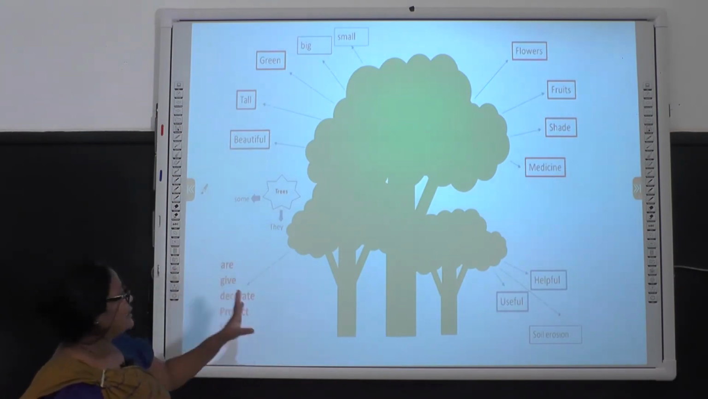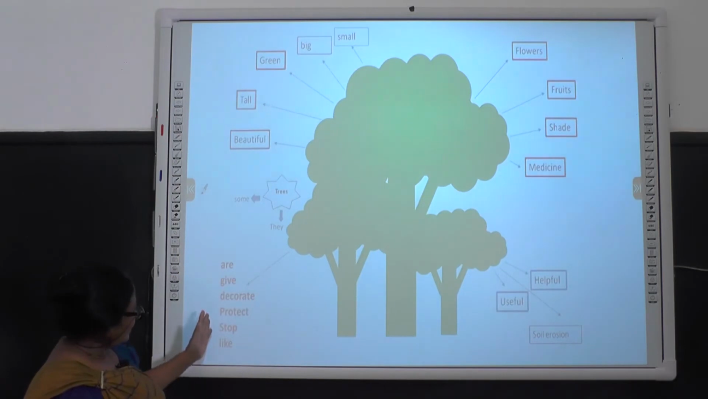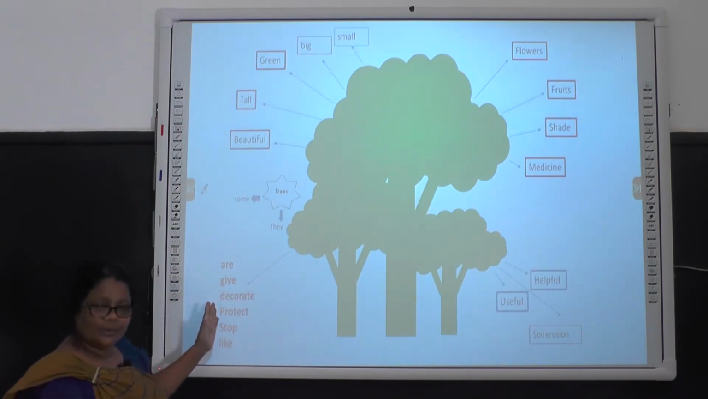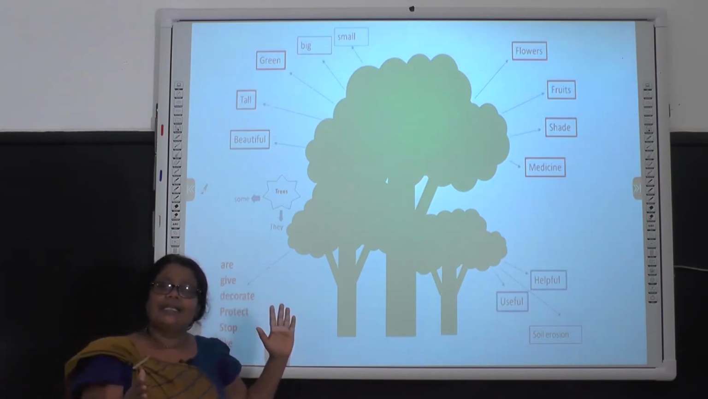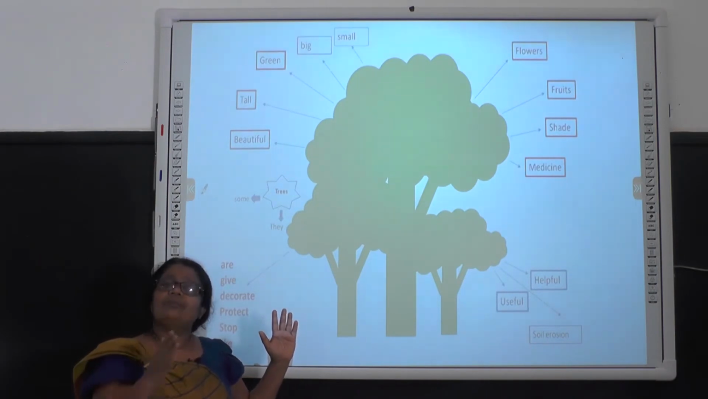Right. Now instead of that I have selected some verbs. You know, when writing a sentence, a verb is a must.